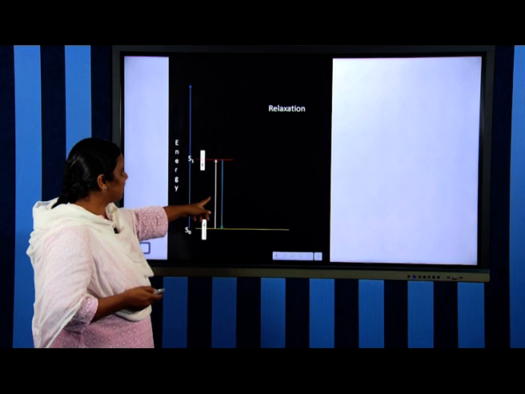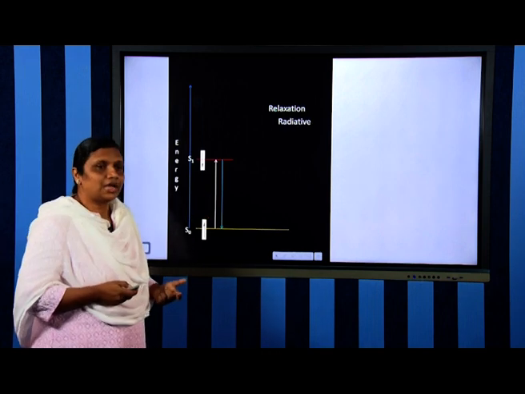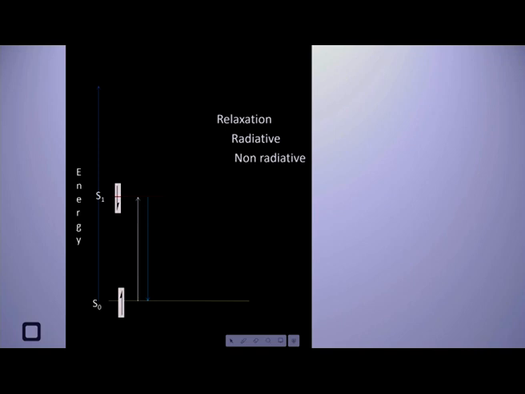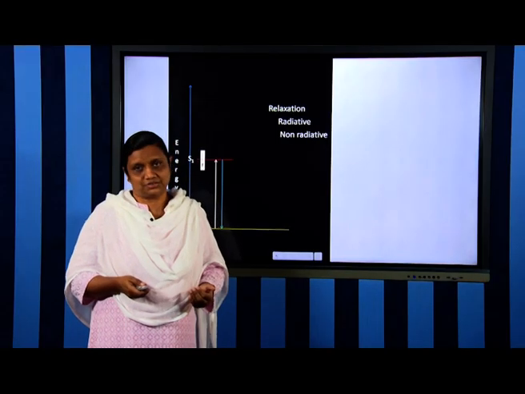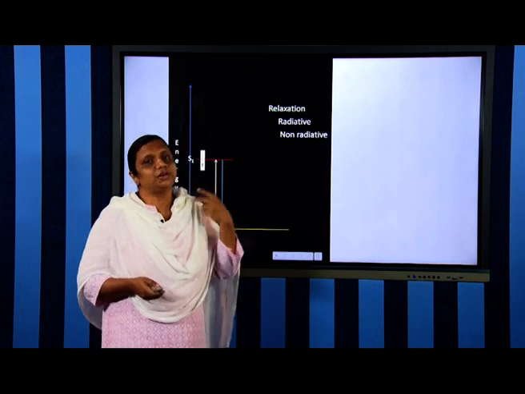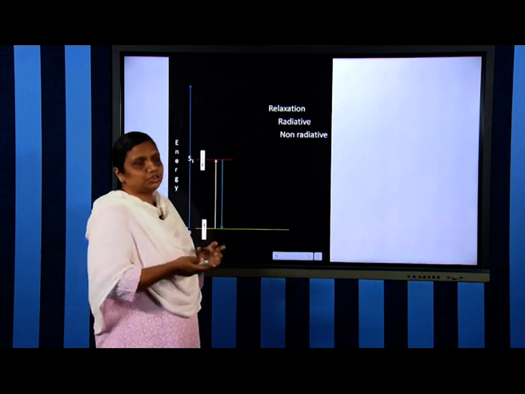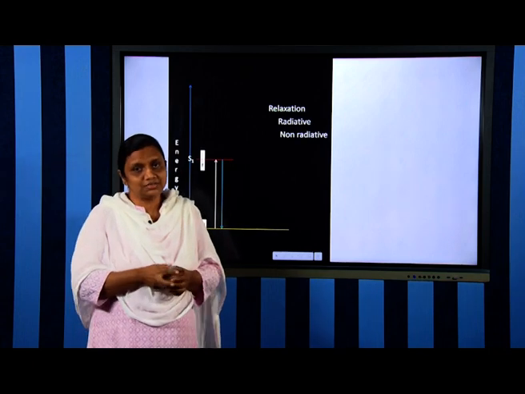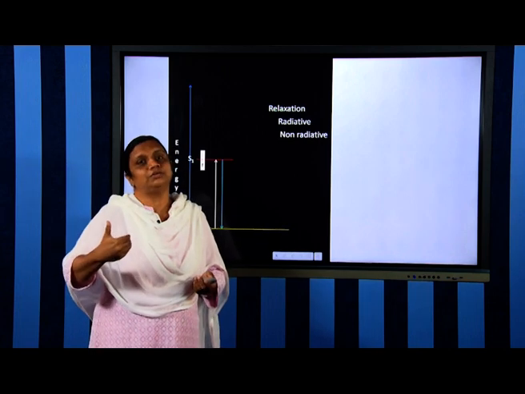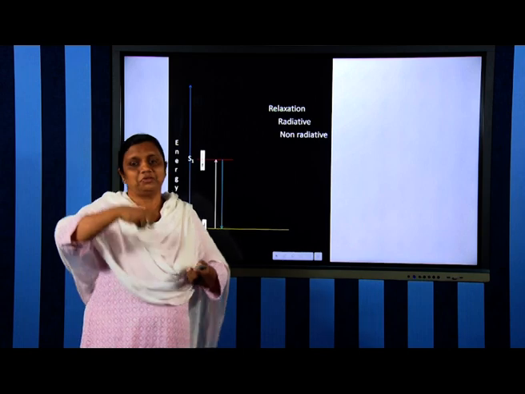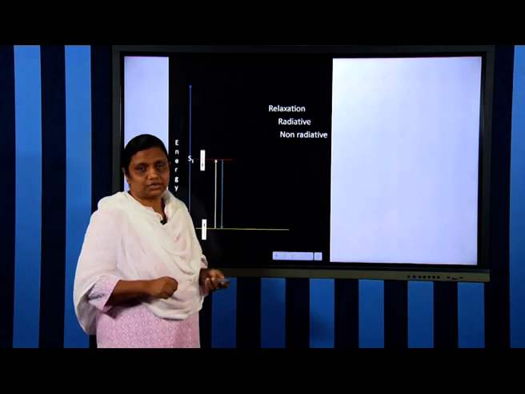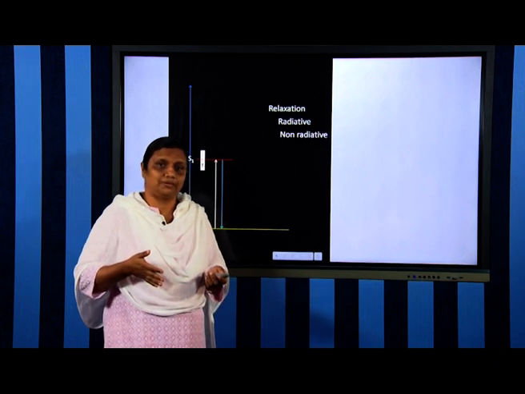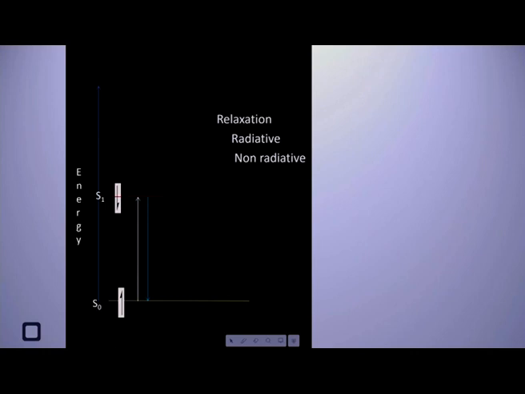Now, this relaxation can be of 2 types: radiative relaxation and non-radiative relaxation. When the electron goes down to the ground state with the emission of light, or with the emission of radiation, we say it is radiative relaxation. But if there is no emission of radiation, but there is exchange of energy, then we say that it is non-radiative relaxation. That is, the molecule or the electron goes down to a lower energy level with the exchange of energy from the excited molecule to an unexcited molecule. There is no emission of radiation happening there. So, there are 2 types of relaxation: radiative relaxation and non-radiative relaxation.